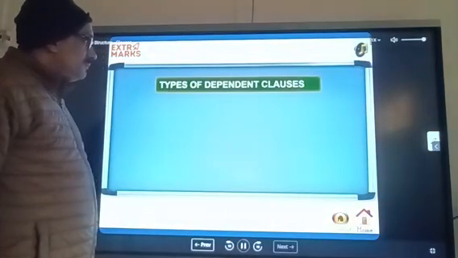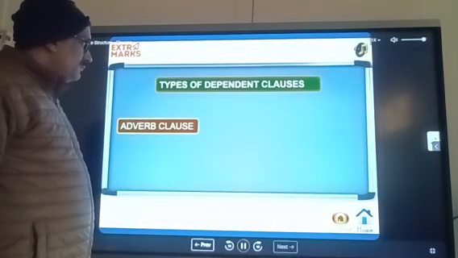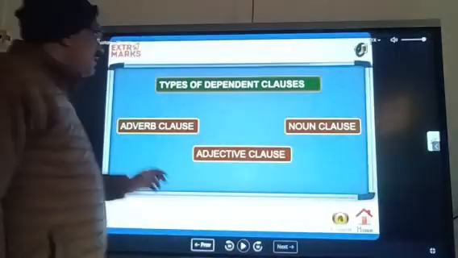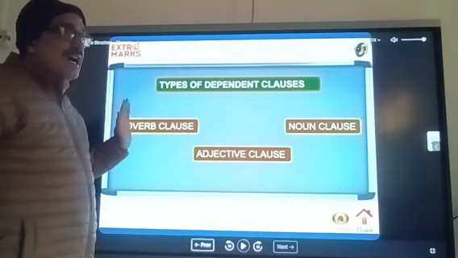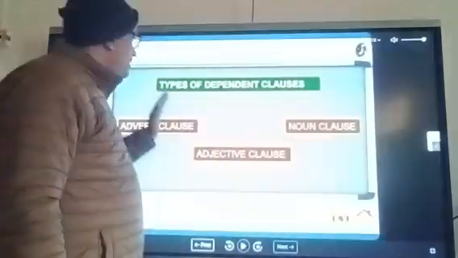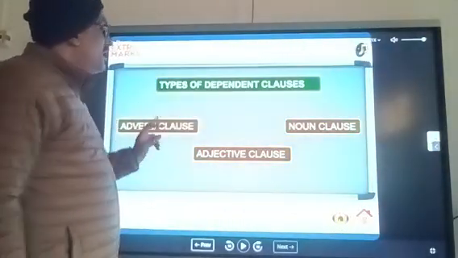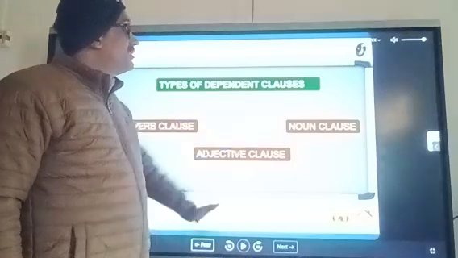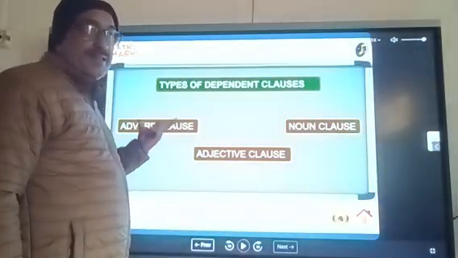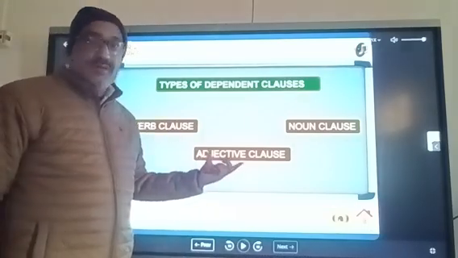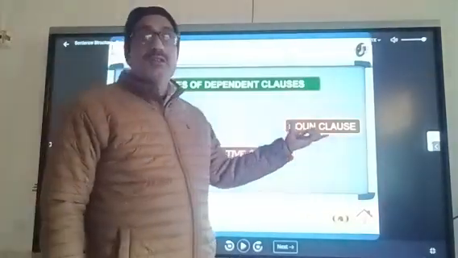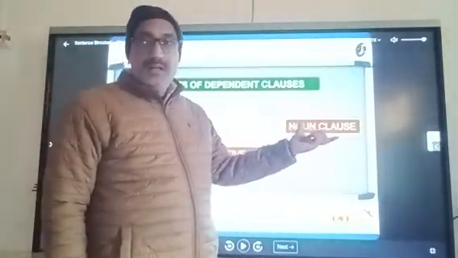A dependent clause can be of three types: adverb clause, adjective clause, and noun clause. Okay, students. The first one is the adverb clause, the second is the adjective clause, and the third is the noun clause. A clause that does the work of an adverb is known as an adverb clause. A clause that does the work of an adjective is known as an adjective clause, and a clause that does the work of a noun is known as a noun clause.